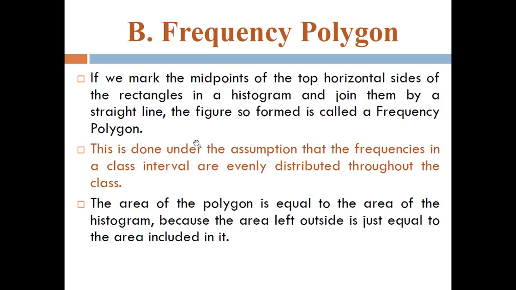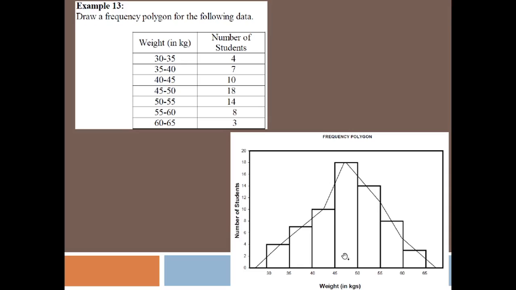Frequency polygon. If we mark the midpoints of the top horizontal sides of the rectangles of a histogram and join them by a straight line, the figure so formed is called a frequency polygon. This is done under the assumption that the frequencies in a class interval are evenly distributed throughout the class. The area of the polygon is equal to the area of the histogram because the area left outside is just equal to the area included in it.